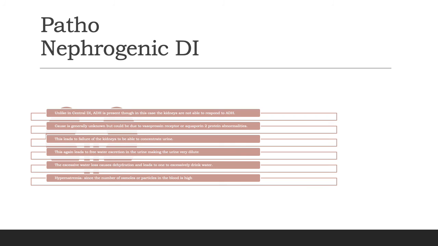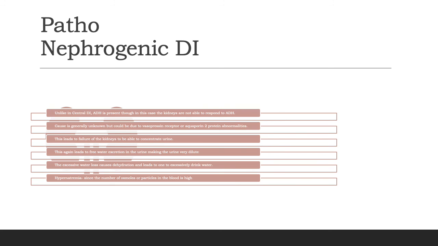So for nephrogenic diabetes insipidus, what makes this different from central diabetes insipidus is that the ADH still functions as normal, but the kidneys don't respond to the ADH. It's not like there is insufficient secretion like there is in central. It's just that the kidneys don't respond to that ADH.